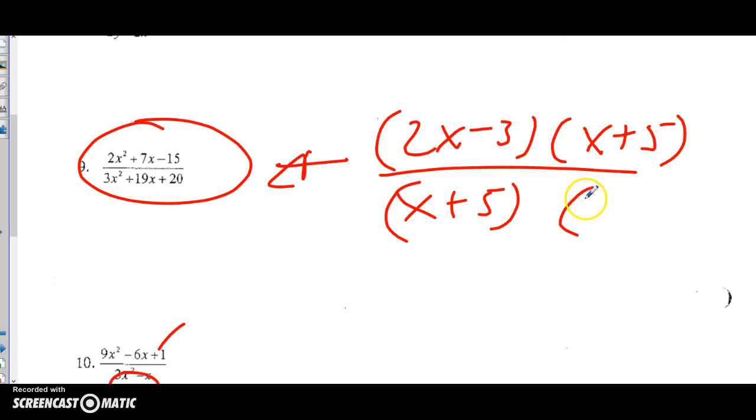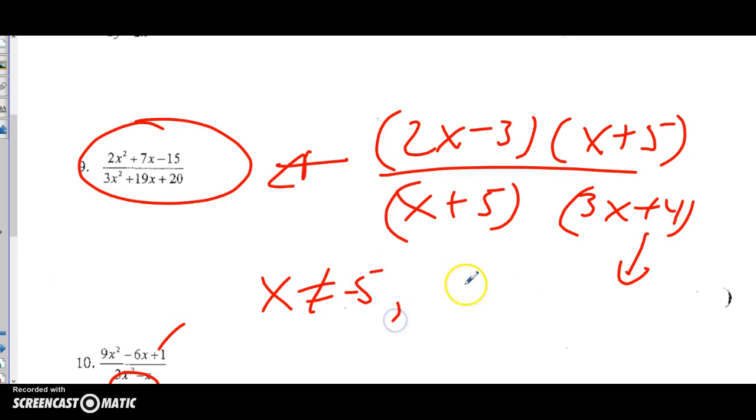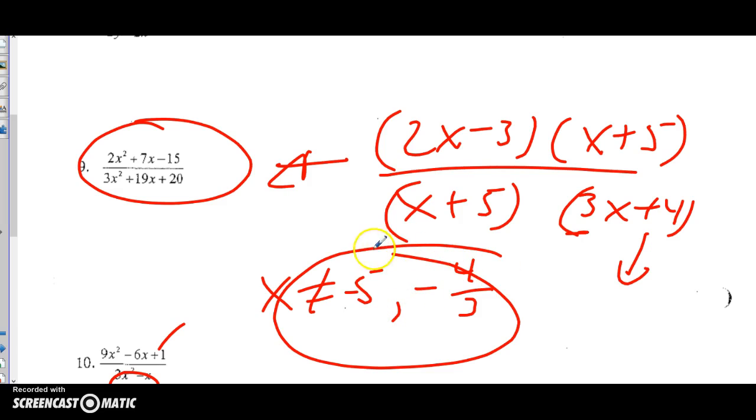So I factor both the numerator and denominator, and then before I cross out these x plus 5s, I'm going to tell you that x cannot be -5. And from here, I can do this in one step. It's going to be negative, change your sign, -4 over 3. Okay, that's your restriction. And just keep a nice pile like that, and then circle it a lot better than I just did.